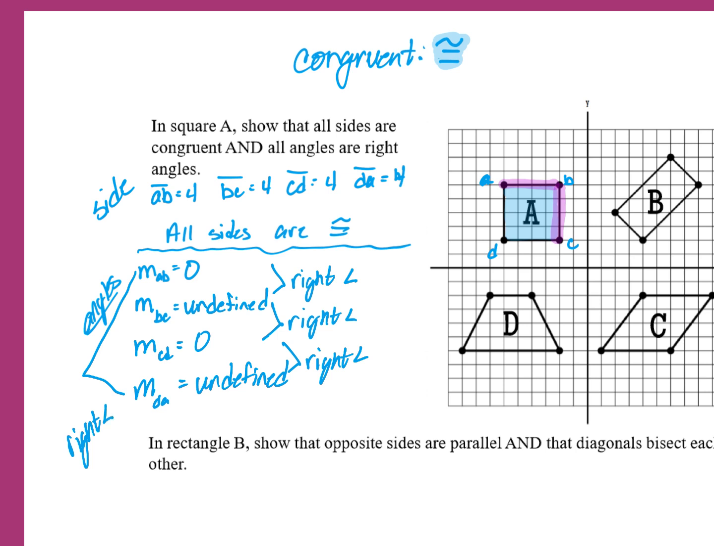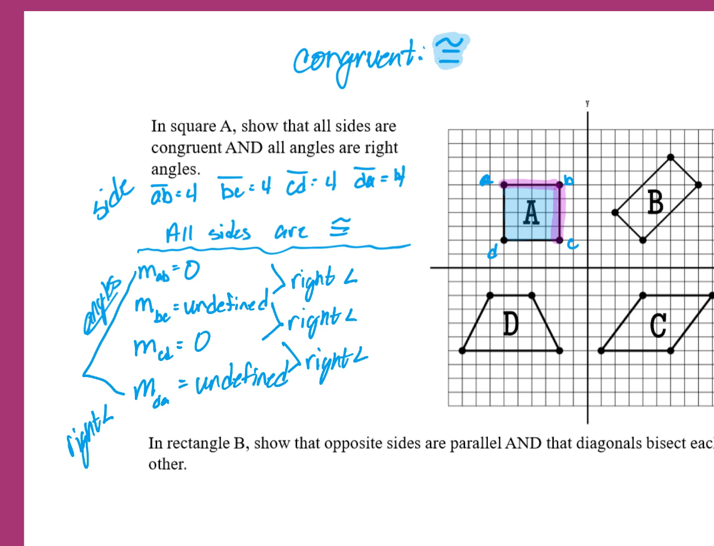1, 2, 3. How many right angles is that? That's 3. It should be 4 though. 1, 2, 3, 4. Yes, that's 4 right angles. So does it form a square? Yes, it forms a square.